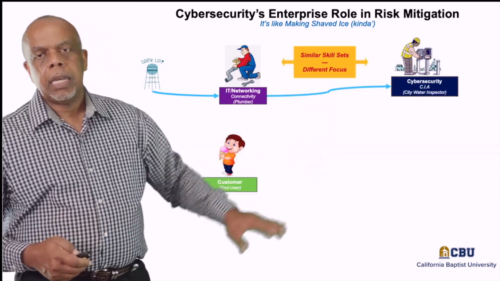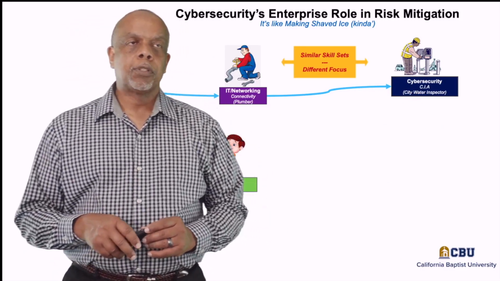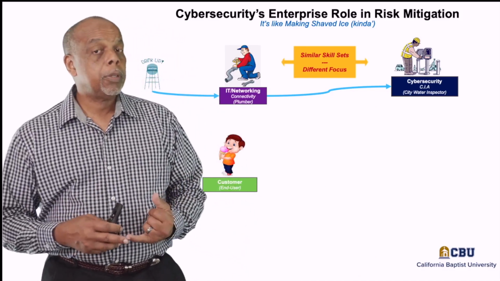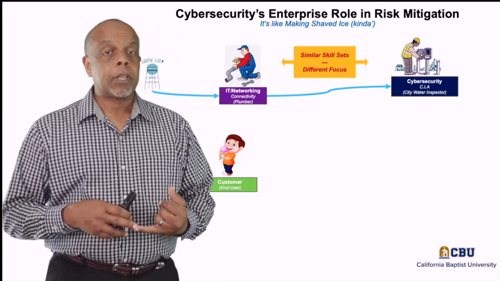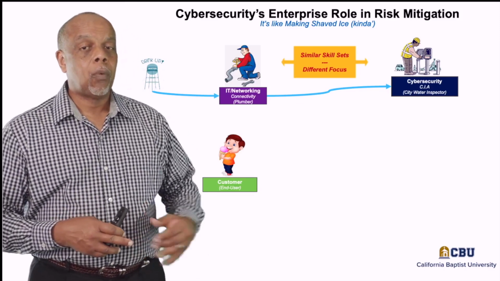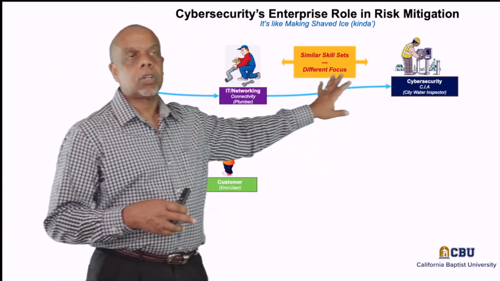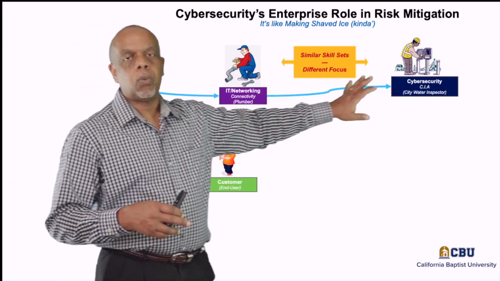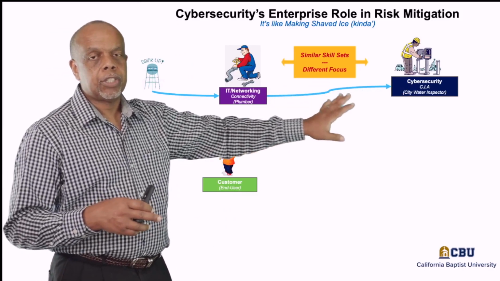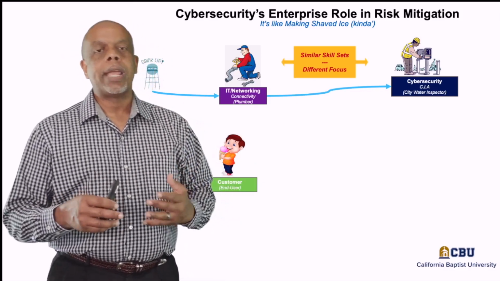Well, then that's where we come in, from a cyber security perspective, because now we want to ensure not only that the water is available, we want to be sure of the quality, or the integrity, or the confidentiality of that water. So do we have similar skill sets between IT and cyber? Yes, we do. We share a lot of skill sets, no different than a city water inspector and a plumber. If you ask both of them, they share some similar skill sets of understanding pipe sizes, understanding flow rates, and things like that.